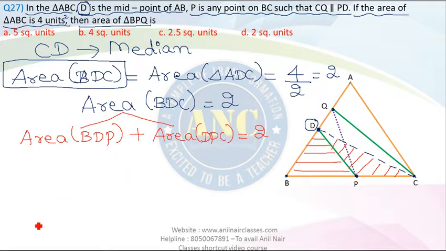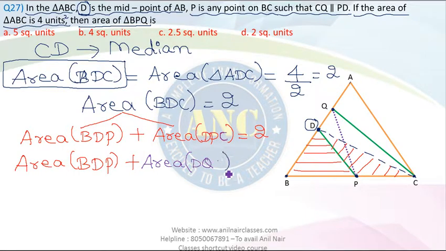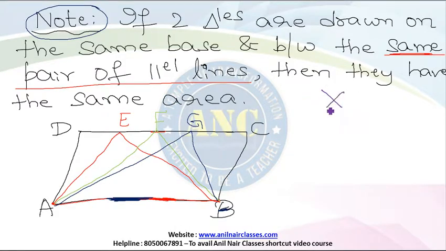Now I can also say like this. This is the beauty. I will keep the area of triangle BDP as it is. Now listen to this very carefully. Can I say that area of triangle DPC is absolutely the same as area of triangle DQP? Sir, how are you saying that these two areas are the same? This is said because of this property whatever I have written. Read the property once again.